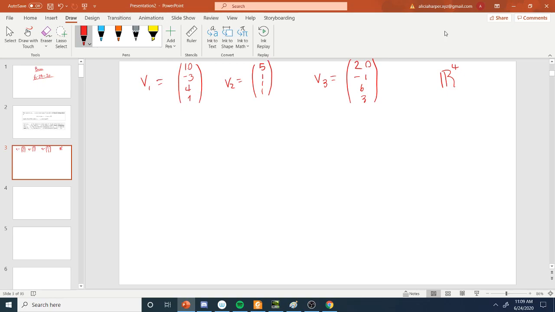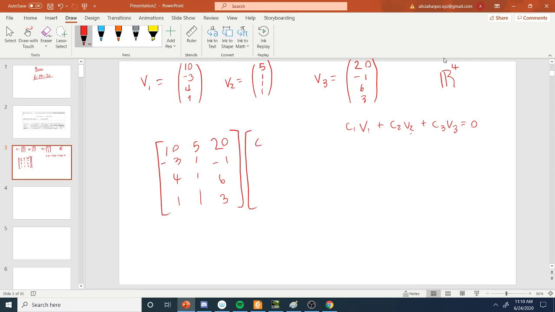One way to study this is to convert this problem into a matrix equation. The equation we're interested in is C1 times V1 plus C2 times V2 plus C3 times V3, set equal to 0. We want to find all solutions C1, C2, C3 that make this equation equal to 0. This is the same as the matrix equation with the matrix with columns (10, -3, 4, 1), (5, 1, 1, 1), (20, -1, 6, 3), multiplied by C1, C2, C3 and set equal to 0, 0, 0, 0.